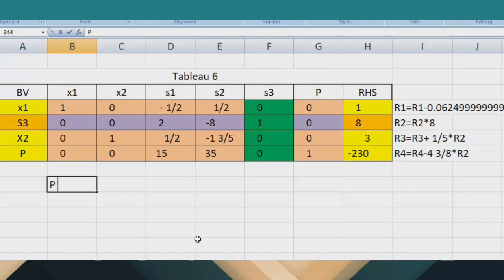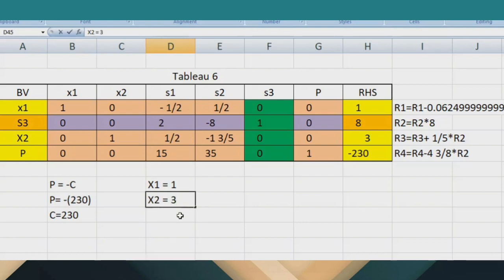Di ba alam natin na profit is equal to negative cost? Tama? So, ibig sabihin, profit is equal to negative 230. So, ngayon, anong cost natin? Positive 230. So, lagyan na natin yung sagot. Ano yung x sub 1? X sub 1 is equal to 1. Then, x sub 2 is equal to 3. Yung magkakatapat. Then, cost natin is equal to 230.